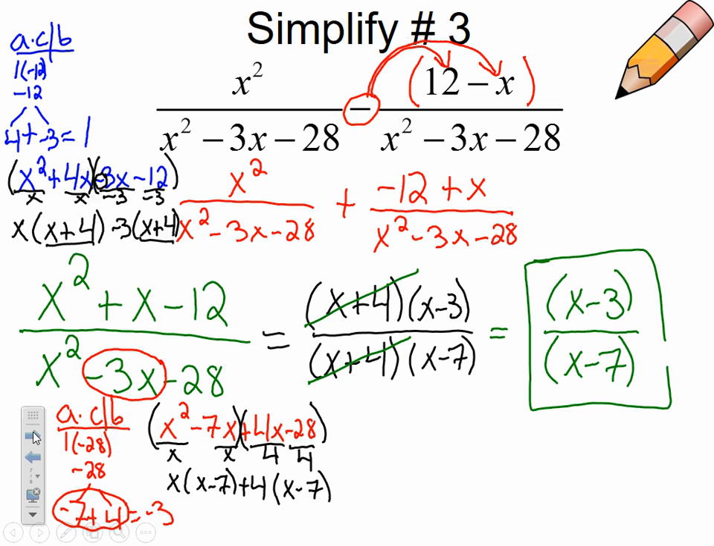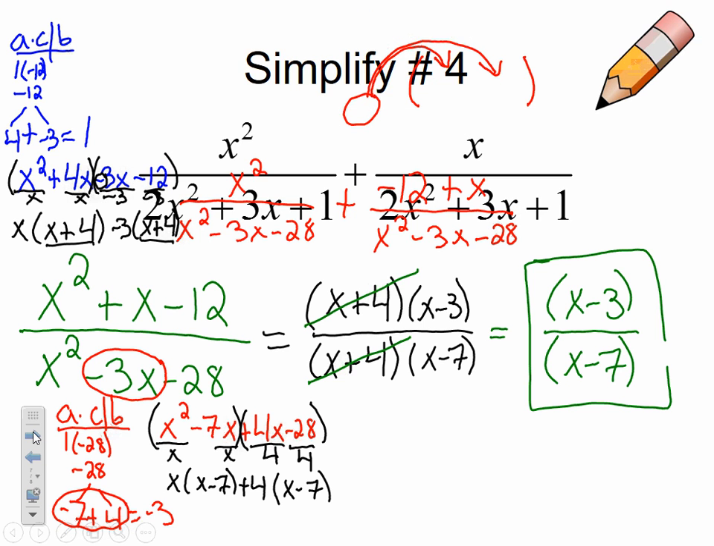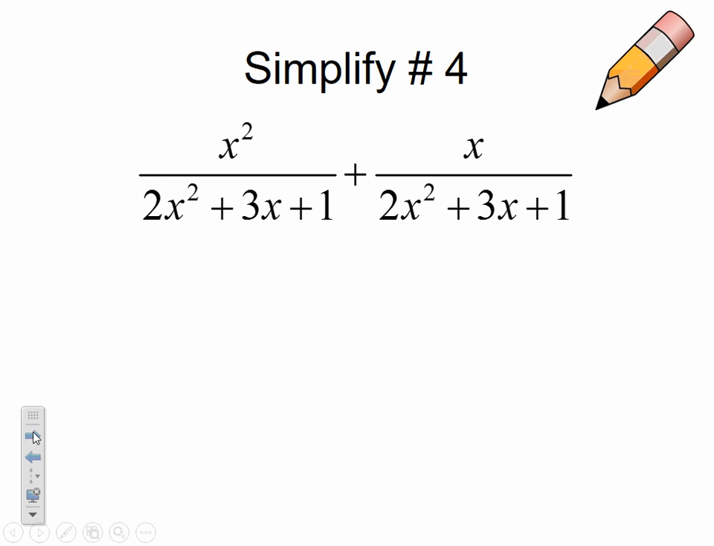All right, done with example number 3. On to our last example for the day, ladies and gentlemen. Here it is. We're going to simplify this one. Now we're just adding. Okay, I have an x squared and an x, so I can't combine them together because they're not the same. So I'm going to have x squared plus x over my denominator, which is the same. So I have a 2x squared plus 3x plus 1.